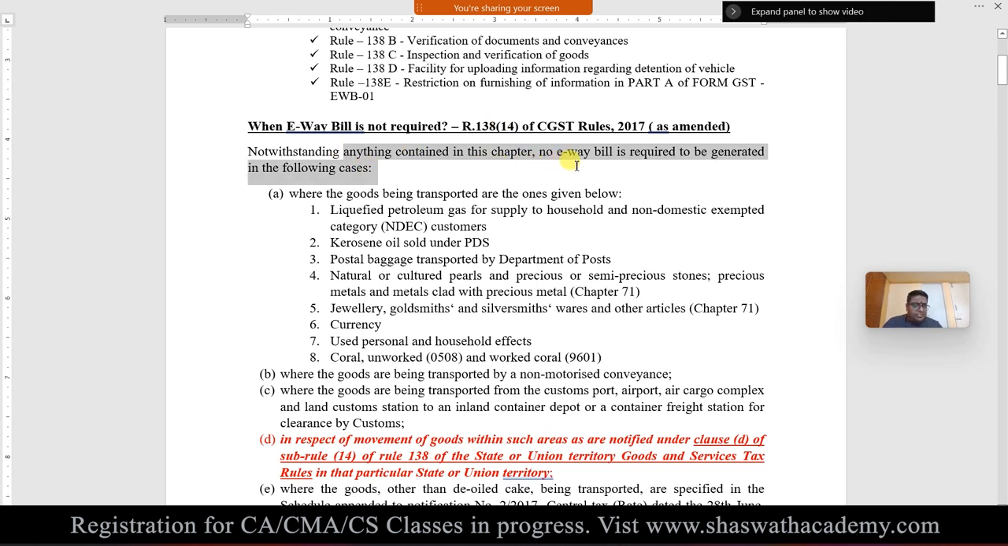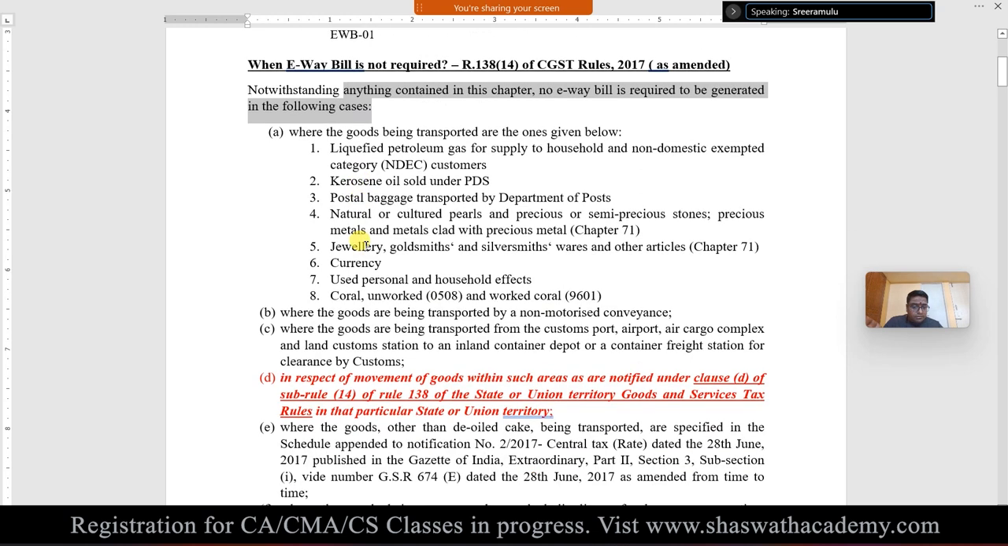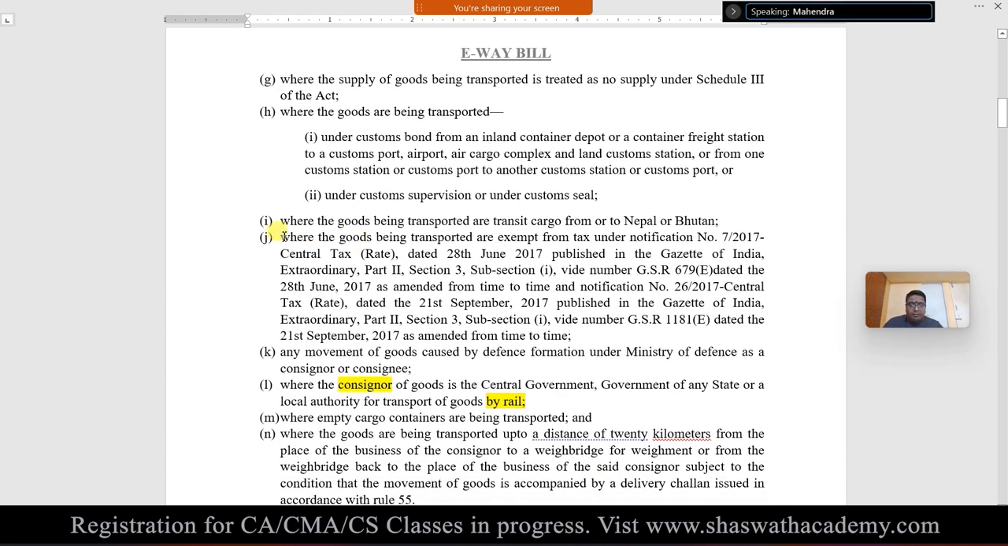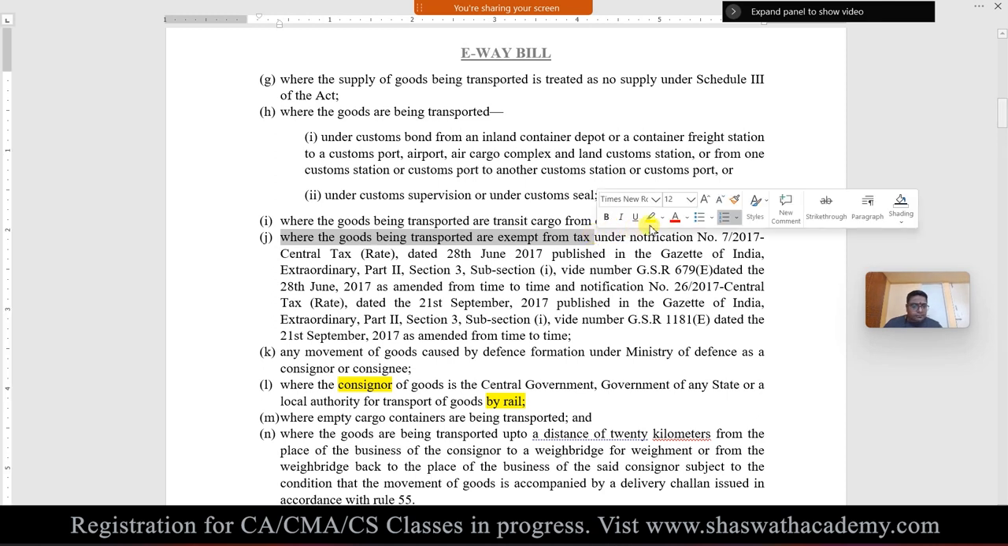Notwithstanding anything contained in this chapter, no e-way bill is required to be generated in the following cases. Can you read this, my dear? Are you with me? In this, come to point number J. Where goods being transported are exempted from tax. Can you see this? Now tell me, for exempted goods, whether e-way bill is required?